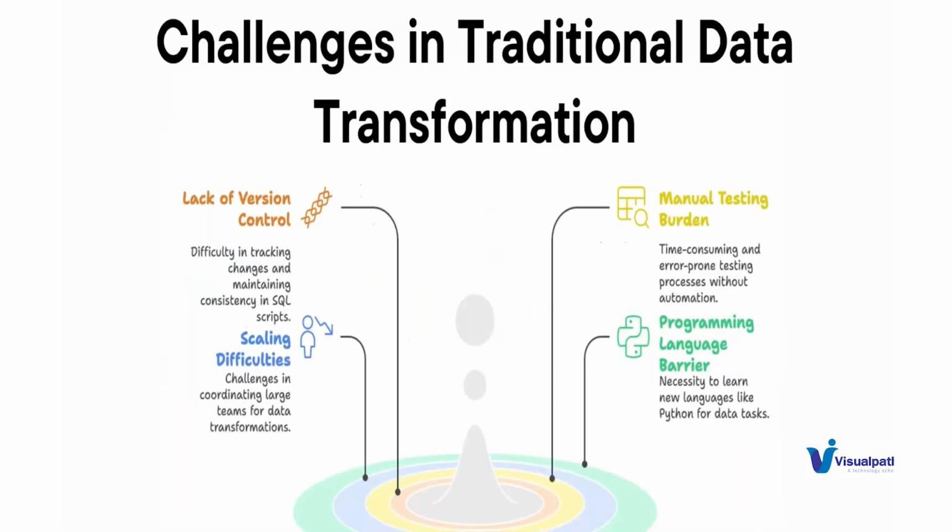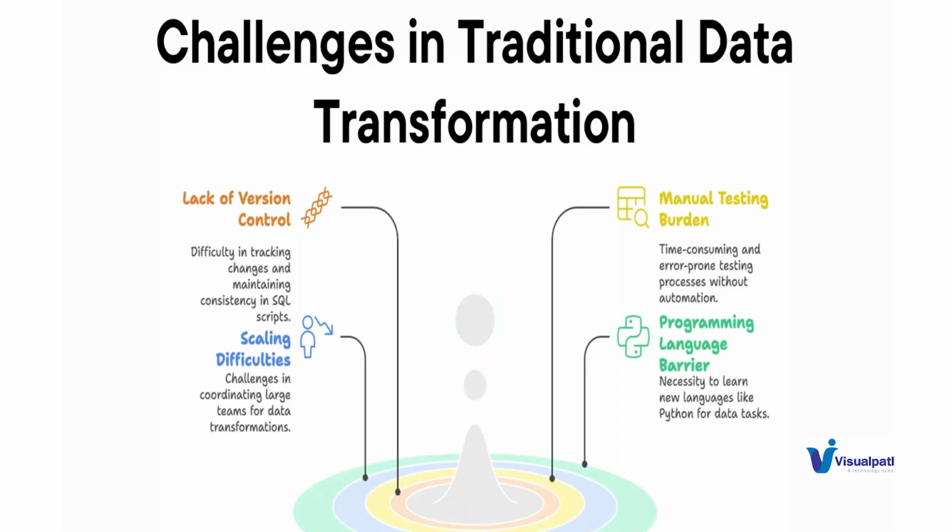So transformation is not something which DBT introduces. It's always there. We did transformation before DBT also. But there were some challenges when we use traditional data transformations, like using Python scripts to do the transformation. There are different types of challenges which DBT overcomes. That's why most companies prefer to use DBT instead of creating different script pipelines for the data transformation.